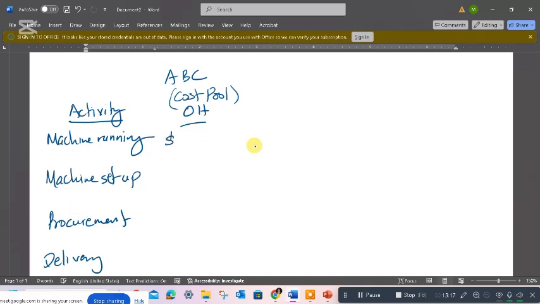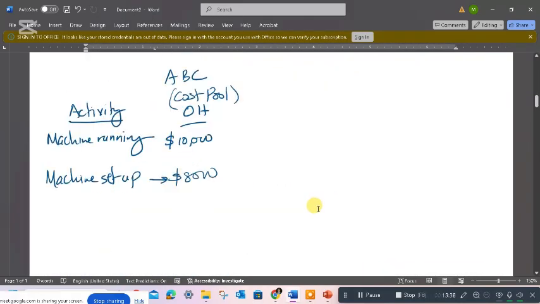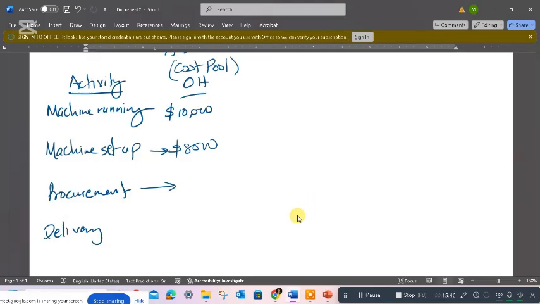So let's say machine running for a month, I'm talking about a month, $10,000. Machine setup, $8,000. Procurement related overheads, let's say 5,000. This is only for overheads. Remember the heading I have put: overhead application can be done with traditional or ABC. Delivery related overheads, let's say 7,000.